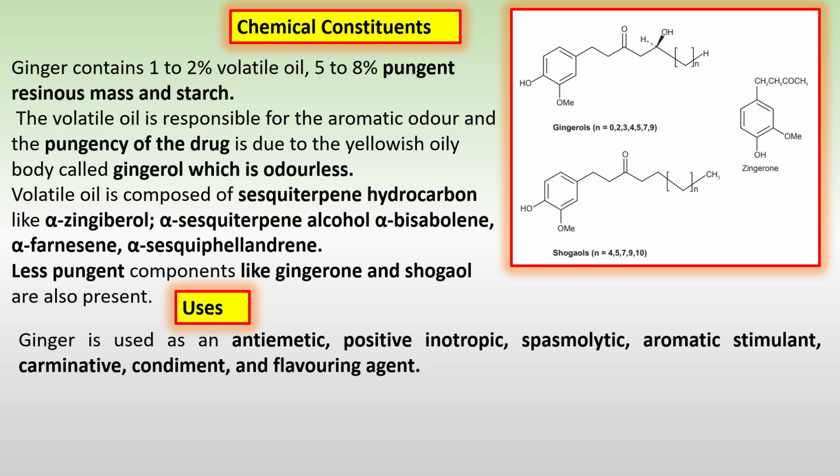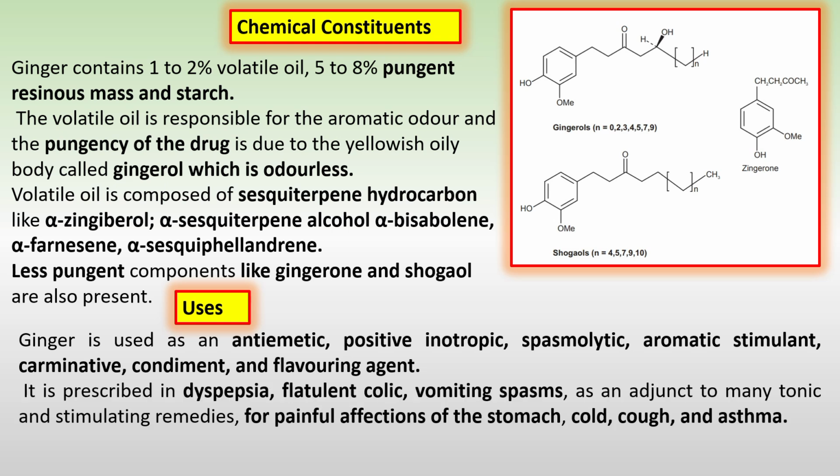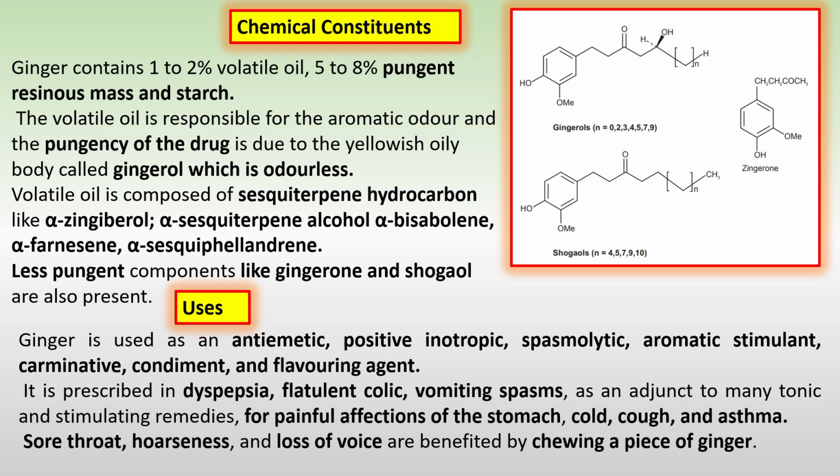Uses of ginger. Ginger is used as an antiemetic, positive inotropic, giving a stimulant effect, spasmolytic, aromatic stimulant, carminative, condiment, and flavoring agent. It is prescribed in dyspepsia, flatulent colic, vomiting, spasms, as an adjuvant to many tonic and stimulating remedies. For painful affections of the stomach, and for cold, cough and asthma, sore throat, hoarseness and loss of voice it is beneficial. Chewing a piece of ginger can solve these problems.